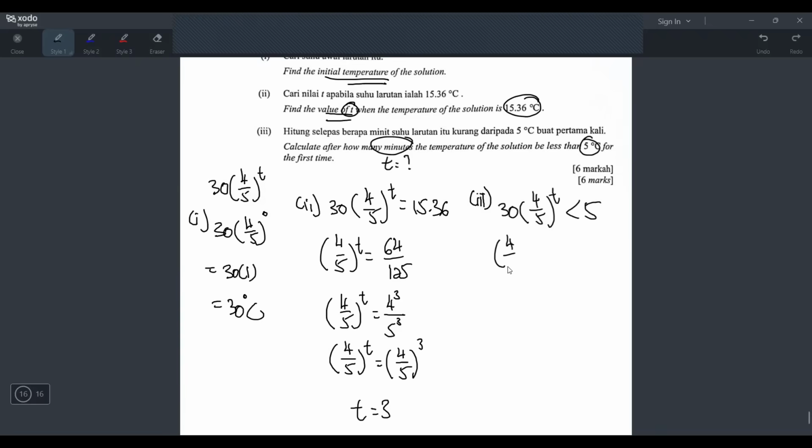So now let's do 4 over 5 power T lesser than 5 divided by 30, which is going to be 1 over 6, right? And let me tell you, this one, confirm cannot change base.